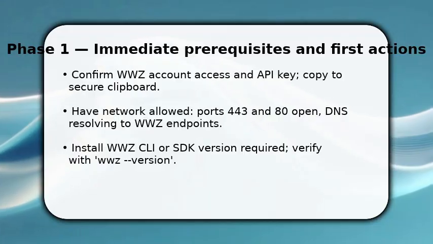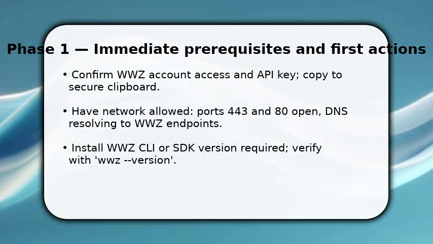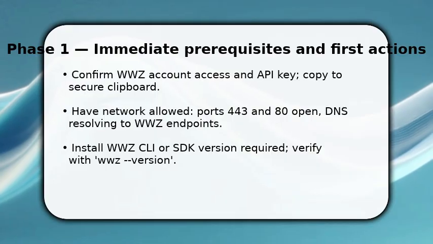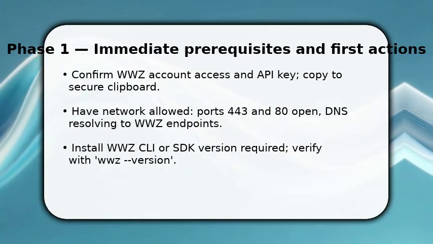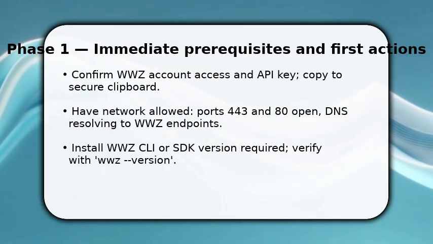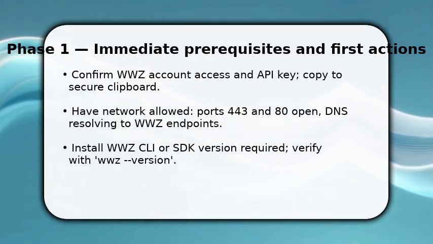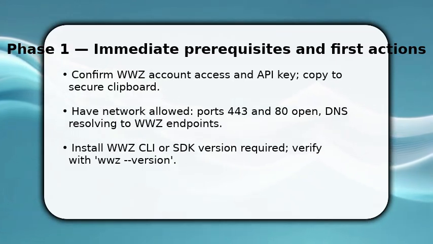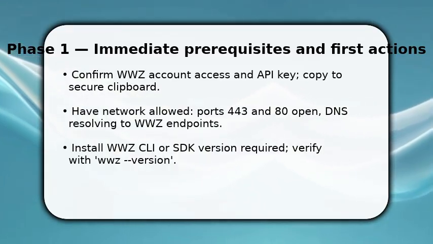You start by confirming credentials and the immediate tools you need. First, sign into WWZ and copy your API key. Store it where your terminal can read it securely. Next, make sure your firewall permits ports 443 and 80, and that DNS resolves the WWZ host. Then install the WWZ CLI or SDK specified for your environment. Once done, run a quick version check. This gets you past blockers, so the integration steps that follow will work predictably.